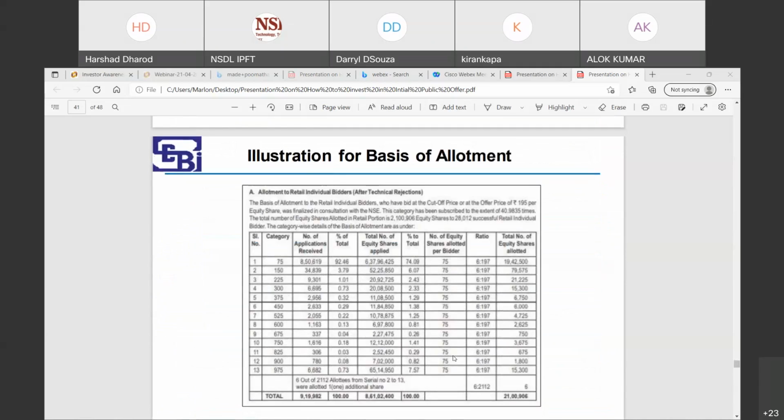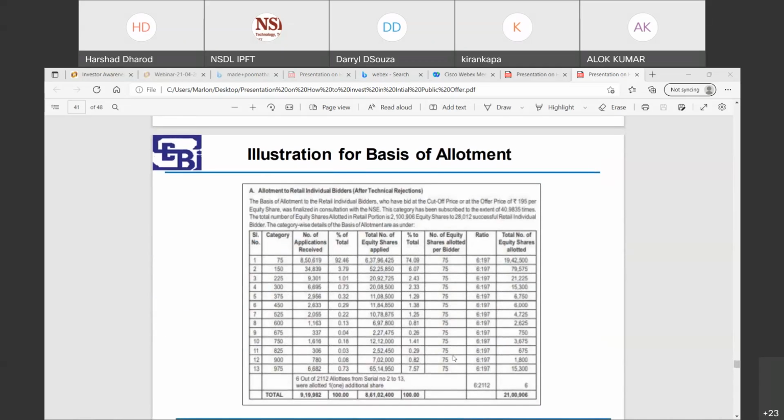Yeah. So this is the illustration for the basis of allotment, for the retail category, wherein you can see the first is 75, then multiples of that: 150, 225, 300, then 375. So this is a multiple of 75. You can bid for one lot, and one lot means 75 in this case, depending upon the price of 195. The minimum should be 10 to 15,000 and the maximum for retail is 2 lakhs. So 975 into 195 is around 2 lakhs. This is how the lot is determined.